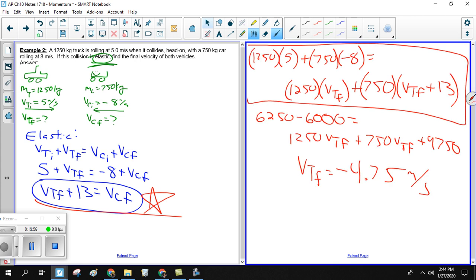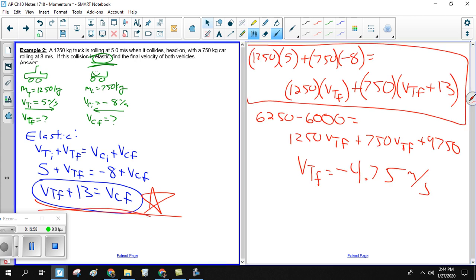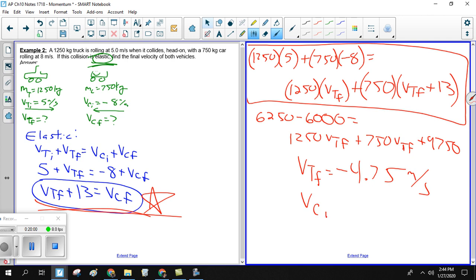All right, and then now I can plug that in here and find my VCF, by just adding 13, right? And so that gives you 8.25 meters per second. So that one's going that way, that one's going that way. All right. So that's how those work. You'll have one or two of those on your homework. So make sure you know how to do those.